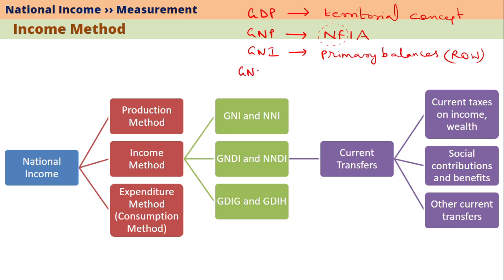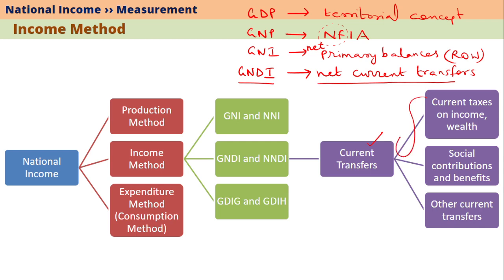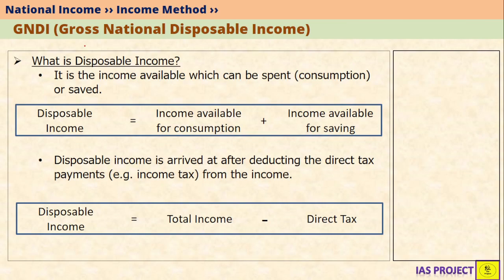Similarly, in GNDI, that is gross national disposable income, we have a concept called net current transfers. For this, we need to understand current transfers. Current transfers are mainly of three types. We will discuss current transfers in this video and in the next video. Before going into what GNDI is, let's try to understand income.